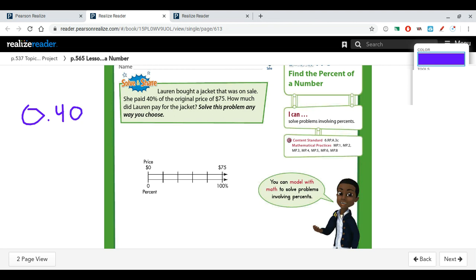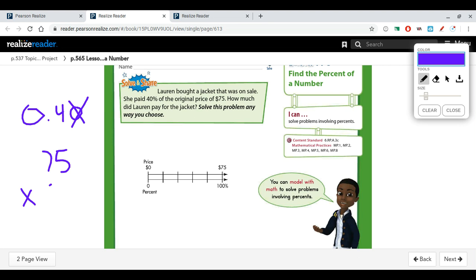0.40. Now, this is representing 40%, but I'm going to take off that 0 and represent it as 0.4. That way I don't have to worry about doing anything with that 0. So I'm going to take 0.4 and multiply that by 75. And so what I'm going to do is take 75 and multiply that by 4. And what's nice is if I know what 75 times 4 is, great. You can go ahead and write it down.